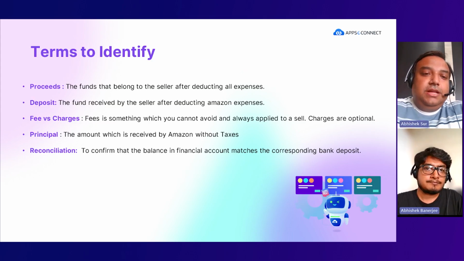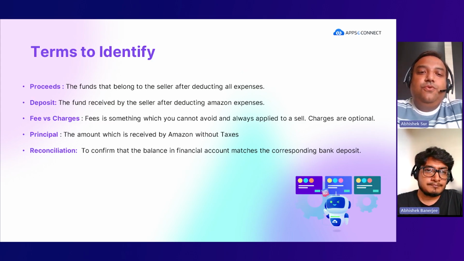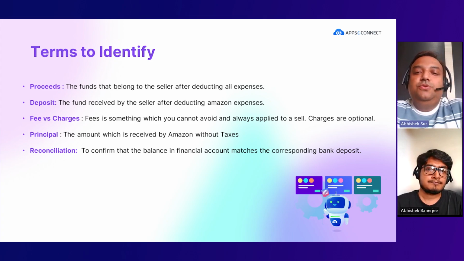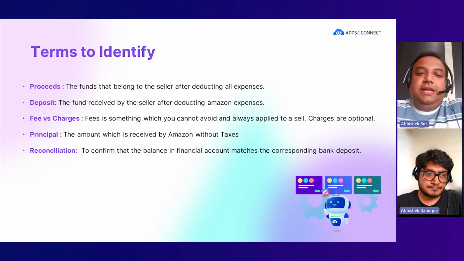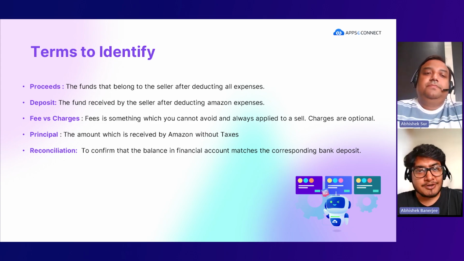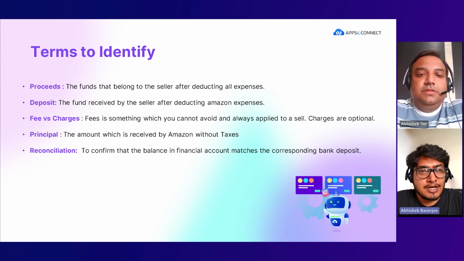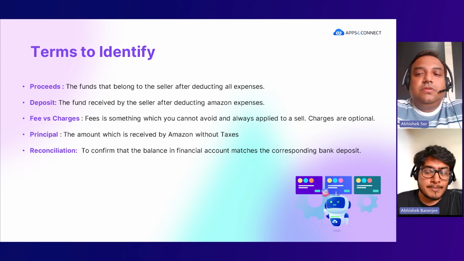Now before we check the solution, there are a few terms which we might use regularly. I can see a list of these terms. Can you please explain? Sure. Proceeds here is the fund present in the Amazon account after deducting all the charges, without tax. If you are a seller, a profit will also include the buying price of the product.